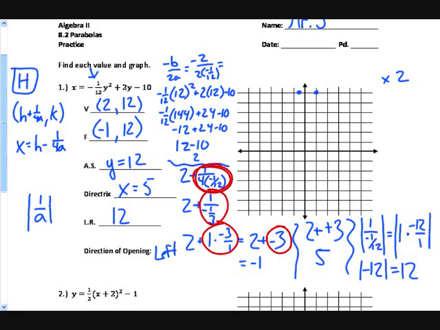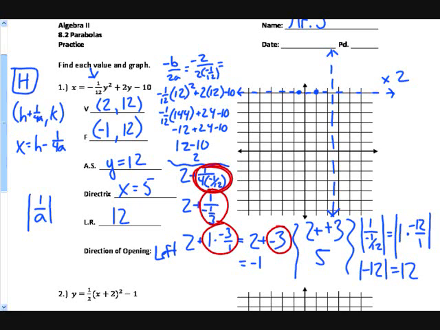Y equals 12. That's a dotted line, and it goes right here. Remember, y equals is a horizontal line. So I've got my focus, I've got my vertex, I've got my axis of symmetry. My directrix is x equals, so 2, 4, 5 is right here, because I'm going by 2s. Again, it's another dotted line. It's x equals, so it's vertical.